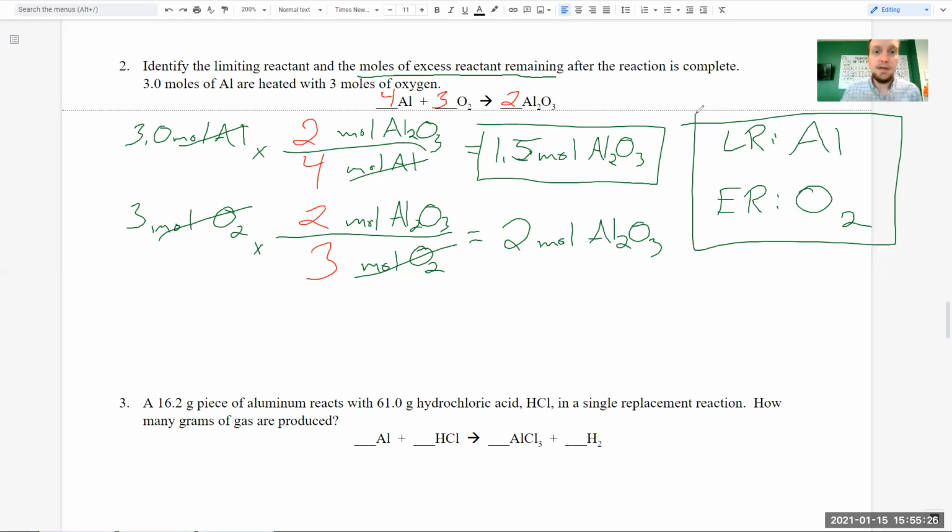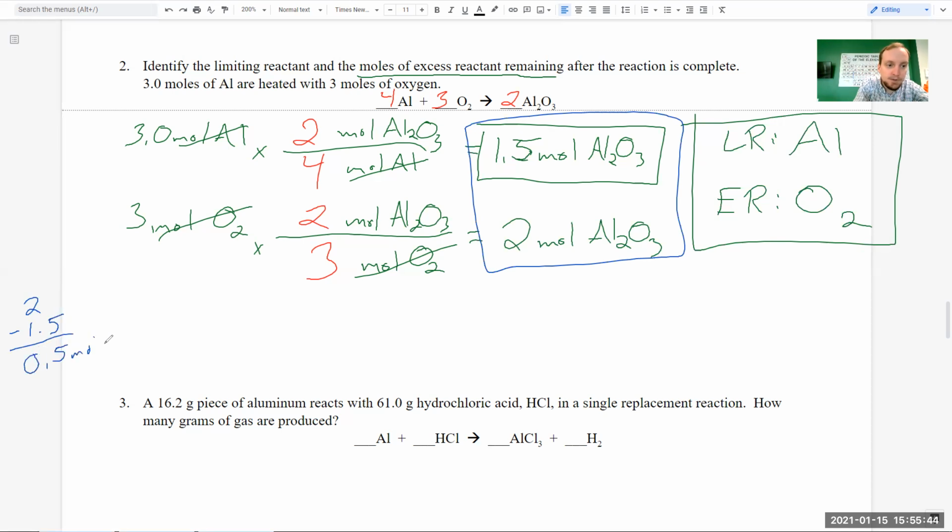Then they want us to solve, all right, this is the second part. We need to solve for the moles of excess reactant remaining. So just like before, I'm going to take these two numbers and I'm going to subtract them. So 2 minus 1.5 gives me 0.5 moles. So again, I'm going to start another conversion, going from moles of our product, which is Al2O3, and go back into our excess reactant. Remember, our excess is aluminum, or excuse me, is oxygen.